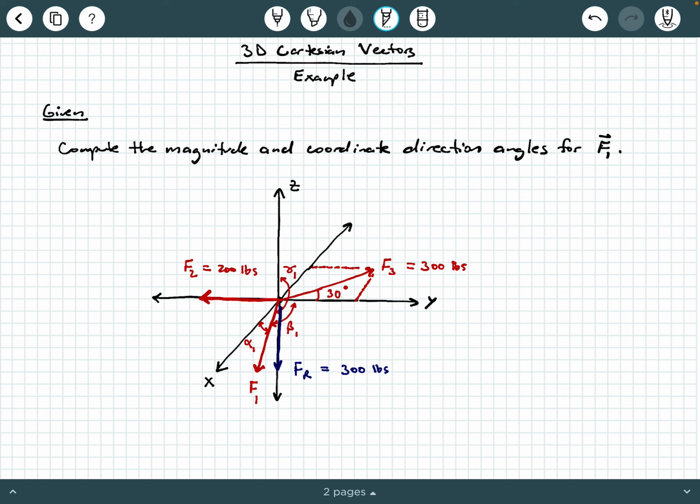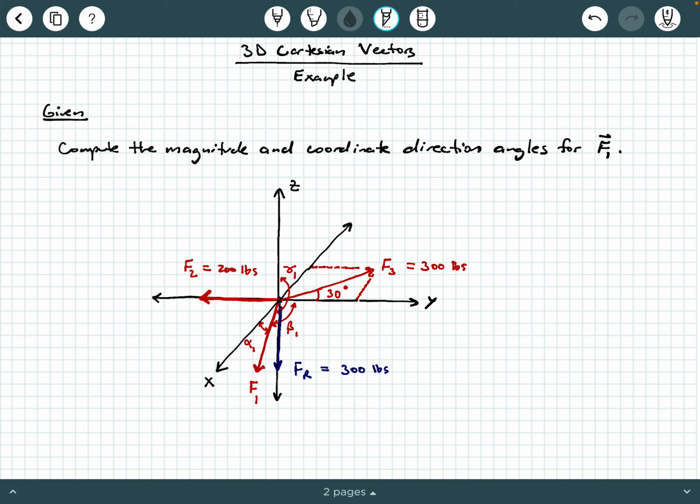So let's take a look at the given figure. Here we have this three-dimensional figure. We've got our positive x-axis here. We also have a negative x-axis coming back here. We have a positive y-axis pointing off to the right. We have a negative y-axis pointing to the left. We have our positive z-axis pointing up and our negative z-axis pointing down.